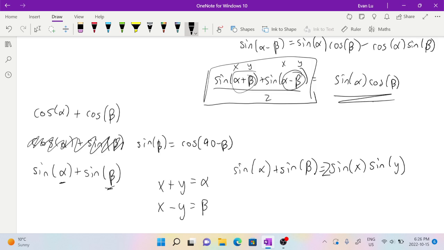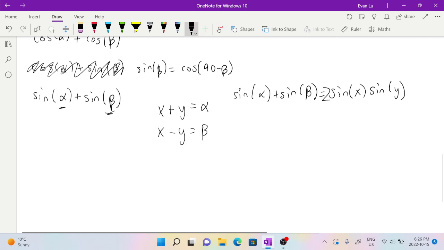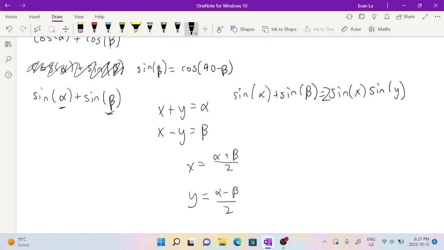So now to solve for x and y, well, this is pretty straightforward. We're just going to add these two equations and we're going to get 2x is equal to alpha plus beta. And so x would be alpha plus beta over 2. And so y would be equal to, after we sub it into one of the equations, alpha minus beta over 2. So if we want to rewrite these formulas with the new x and y that we have here, we can write them like this.